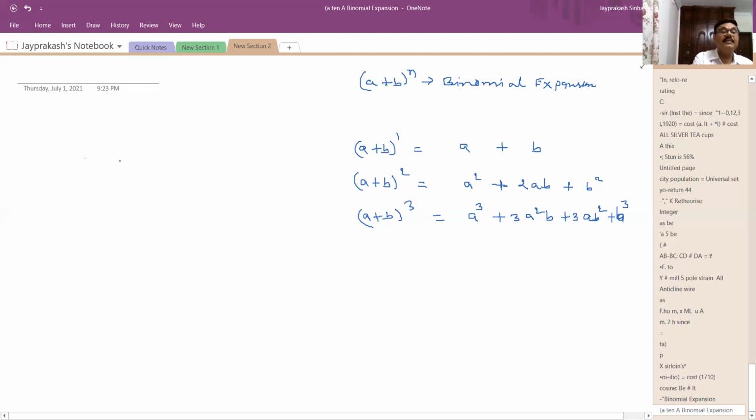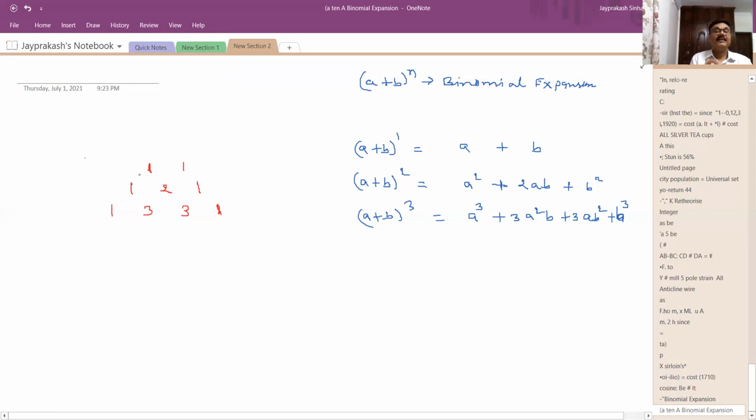We'll get this pattern. 1, 1. Then 1, 2, 1. Then 1, 3, 3, 1. Getting it?